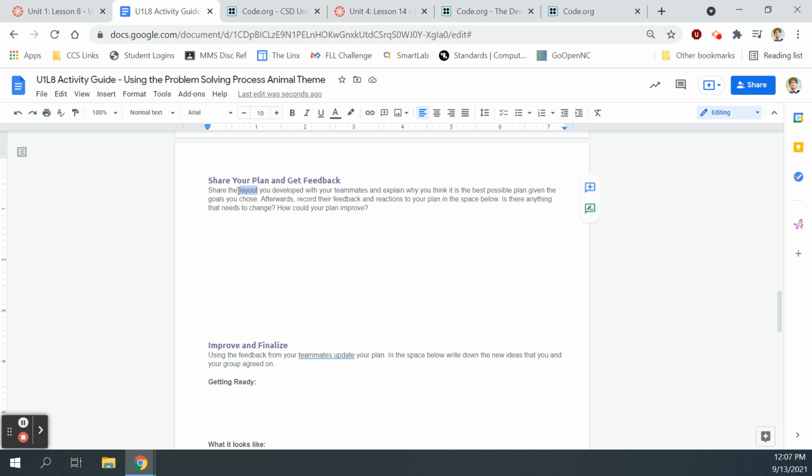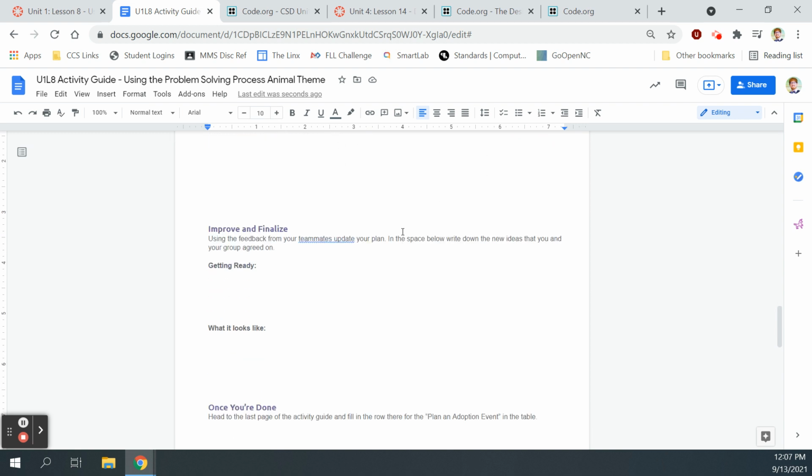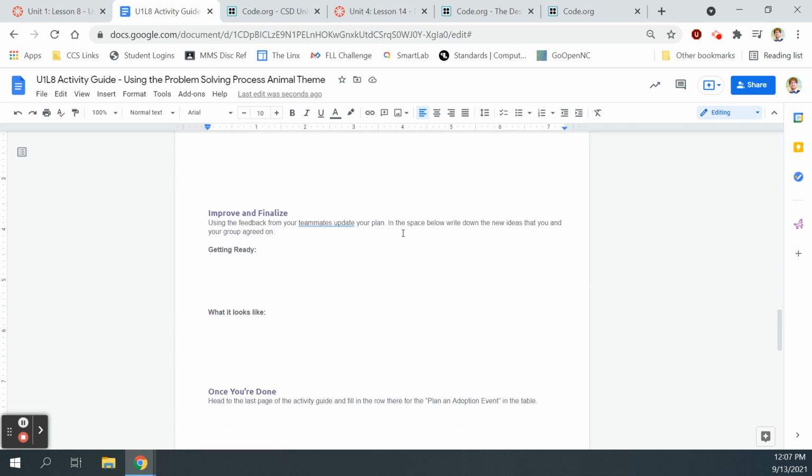Let's say plan here. Afterwards, record their feedback and reactions to your plan in the space below. Is there anything that needs to change, and how could your plan improve based on the feedback that you got, right? And then improve and finalize.